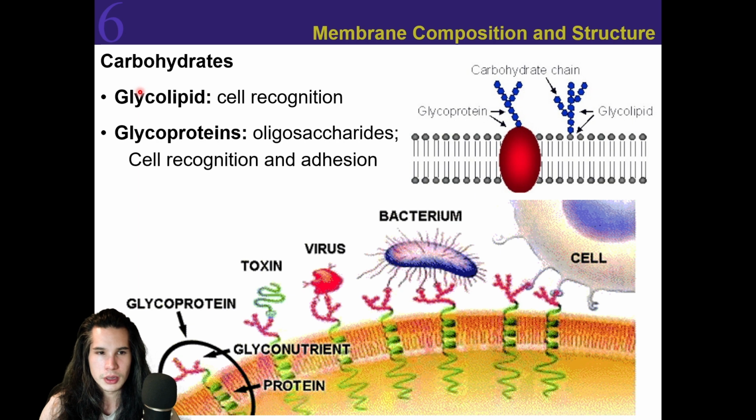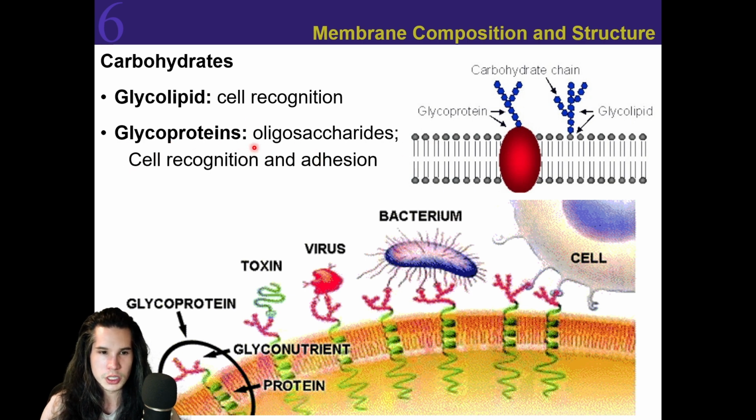All right, lastly, let's talk about the carbohydrates. So glycolipids: glyco meaning having to do with sugars, lipid meaning having to do with some kind of fatty acid. A glycolipid is a combination of both a sugar and a fatty acid. So here would be a glycolipid, a carbohydrate chain bound to some kind of fatty acid. Now you have glycoproteins, sugar, protein, and that's just going to be a carbohydrate bound to a protein.